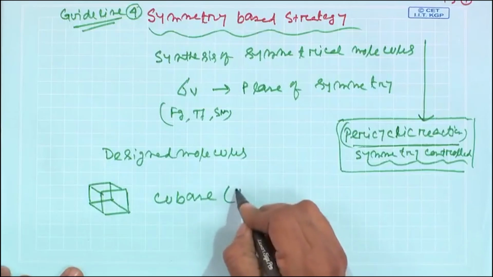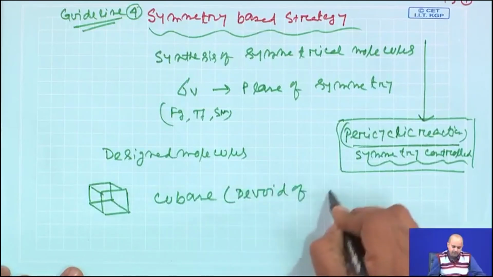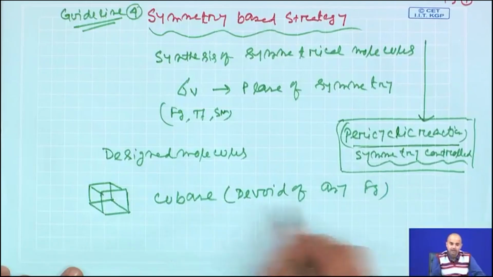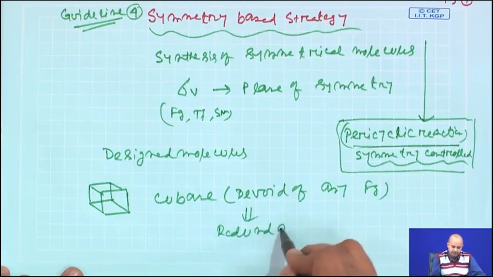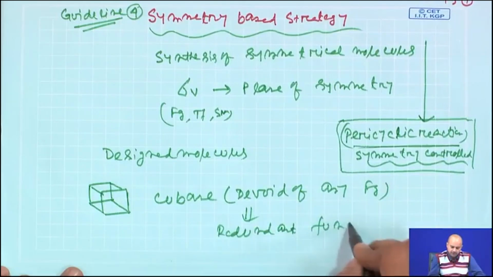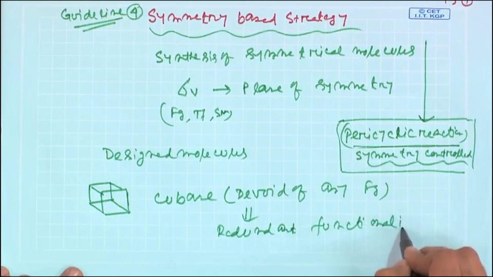Now, the cubane molecule does not have any active functional group, meaning it is devoid of any functional group. So, in this case our guideline is that you have to explore the redundant functionality. Normally, this kind of designed molecule like cubane is synthesized purely as an academic pursuit. They do not have any biological significance, as these molecules are devoid of any active functional group. There are molecules like cubane, prismane, garudane, housane; we are not going to discuss all the structures.